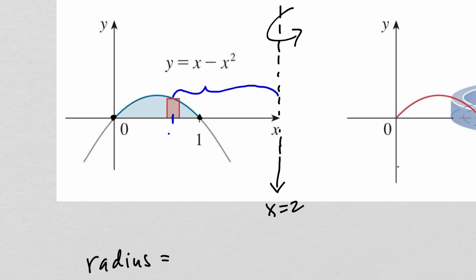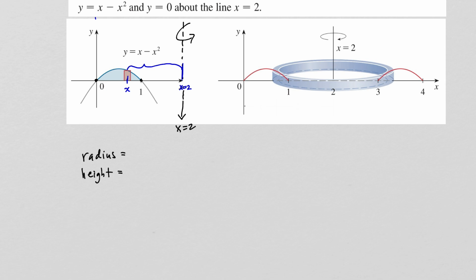Well, this is an x value, and over here, this is x equals 2, right? We know that this is 2, and then this is some other random x value here. So what's the distance between these two numbers? Well, it's the right number minus the left number. So it is 2 minus x. That's the radius. And then the height is the height of this rectangle, and that doesn't change. That's just the function, x minus x squared.